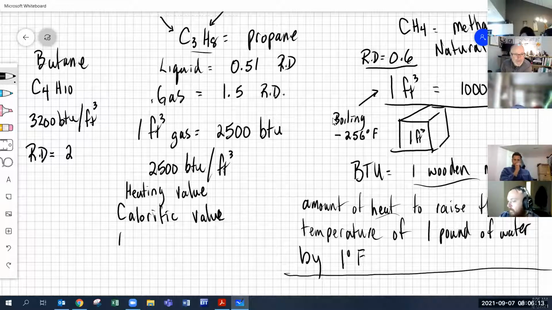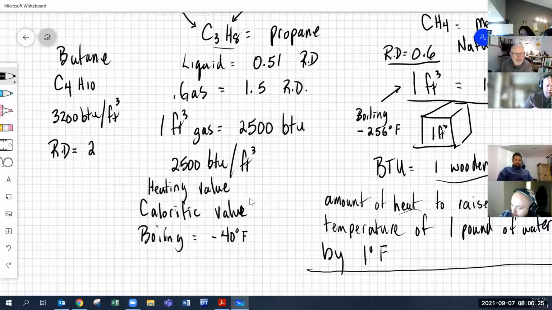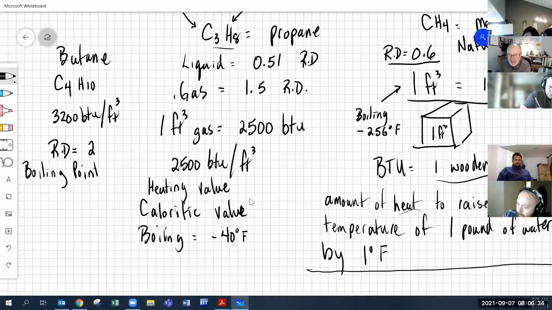For propane, the boiling point is minus 40 degrees Fahrenheit. And butane, the boiling point, and what this means is when it's a liquid and it will turn to a vapor, is at 32 degrees Fahrenheit.